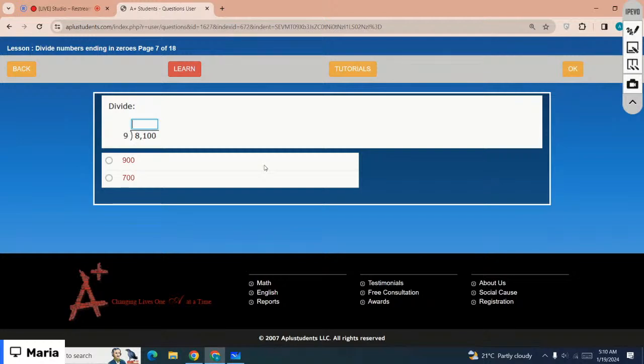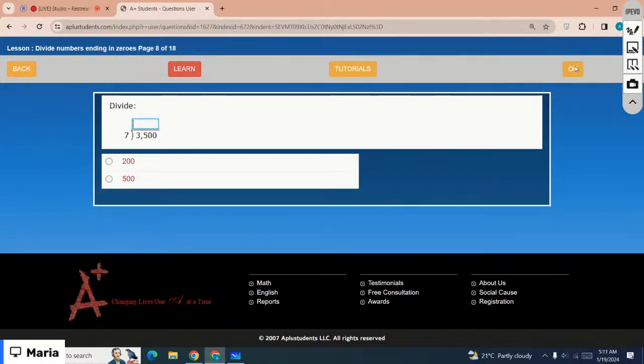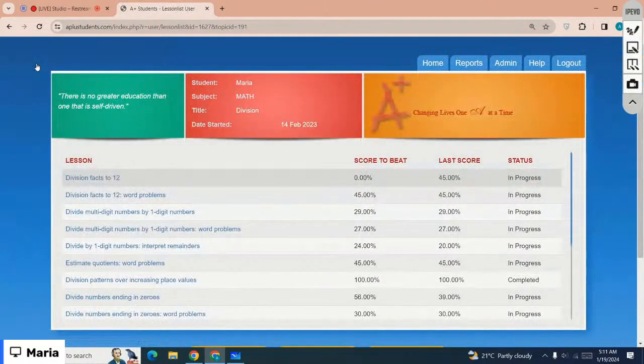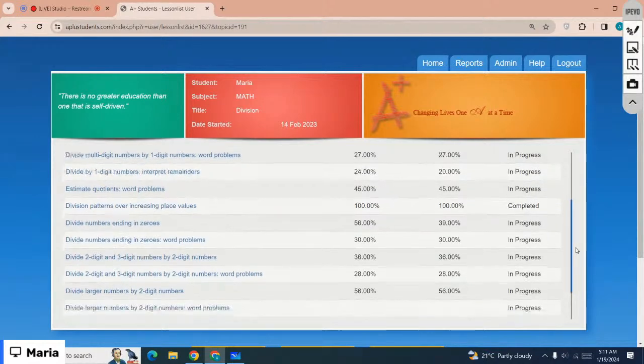Eight thousand 100 divided by 9 equals. Very good. The correct option is 900. Okay, you can complete the lesson by yourself later today. Let me just move on to the next lesson. Divide numbers ending in zeros word problem you have to do on your own, right?